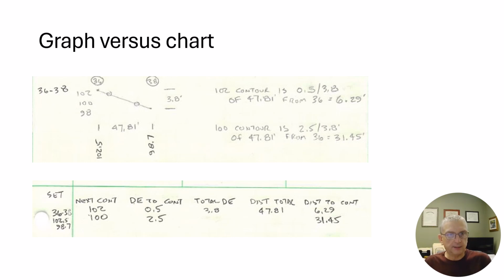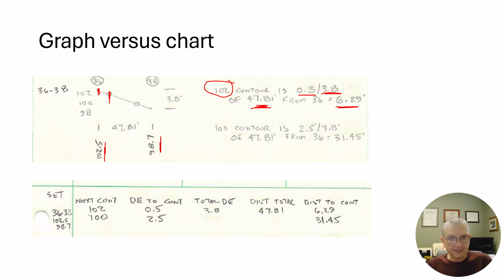So another way to look at it is a chart. And obviously you could set up spreadsheets, and obviously there are very simple software programs and algorithms. But if we look at, say, the graph from 36 to 38, 36 is here at 102.5, 38 is at 98.7, so we're going to be crossing the 102 and the 100. So we're starting off at 102.5, we're 0.5 of 3.8 times 47.81 gives us 6.29 feet out from 36 to the tick mark where the 102 contour will cross.